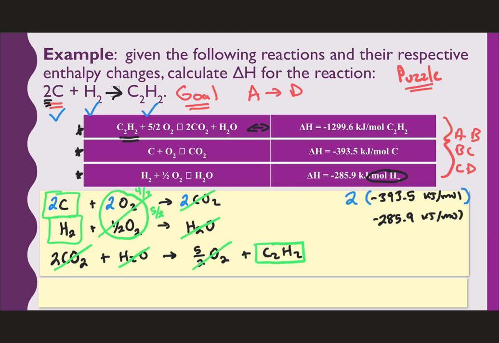And I reversed the last reaction, so the negative 1299.6 kilojoules per mole, I'm going to have to reverse the sign or multiply by a negative, which in this case becomes positive 1299.6 kilojoules per mole. Go ahead and pause, add these values together, see if you can find the final answer.